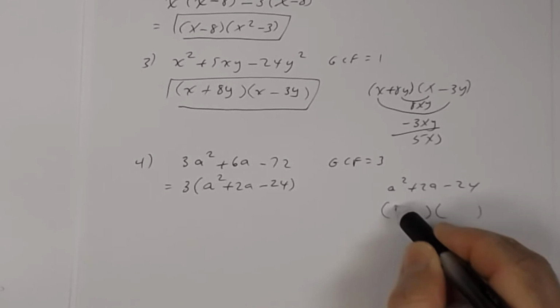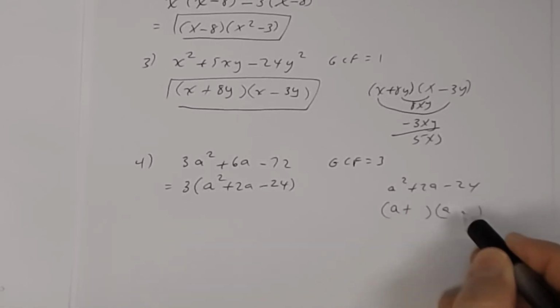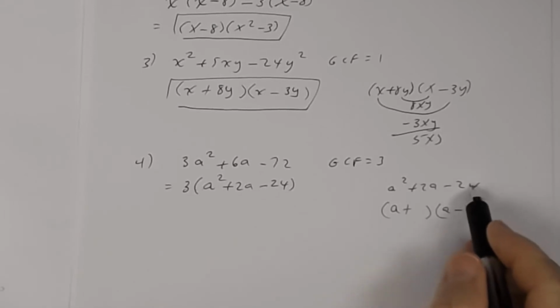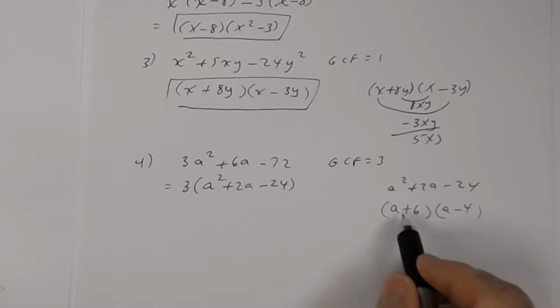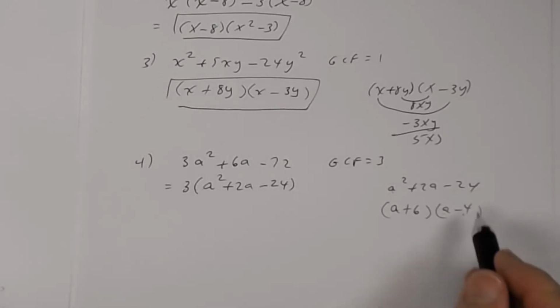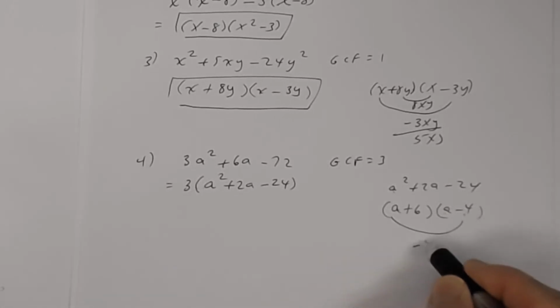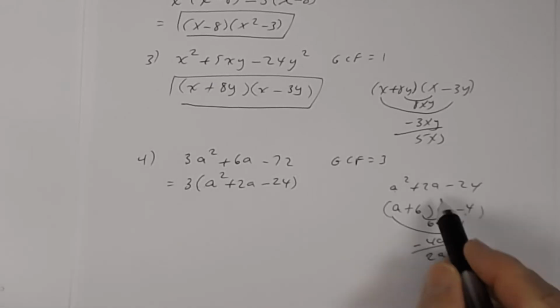So when you factor this, you get a times a is a squared. The last sign is negative, so one's positive, one's negative. And what's going to work will be 6 and 4 this time. So let's put 6 here, 4 here, and always check this. A times a is a squared. A positive 4 times a negative 6 is negative 24. The outer is negative 4a. The inner is 6a. When you add them up, you get 2a, and that's what you wanted.